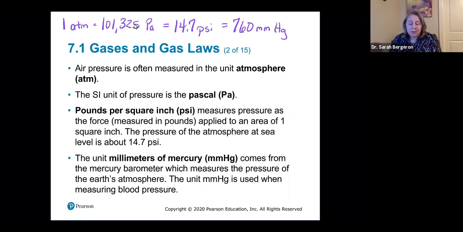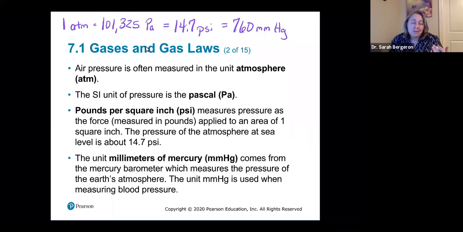And so you can look up here and you can see I've put all the conversions you're going to need. And I believe all of these are on your back page? Yeah, they are. So on your exam material, it's also in the back of your book on the back cover. Okay, so 1 ATM is the same thing as 101,325 pascals, which is the same thing as 14.7 psi, which is the same thing as 760 millimeters of mercury.